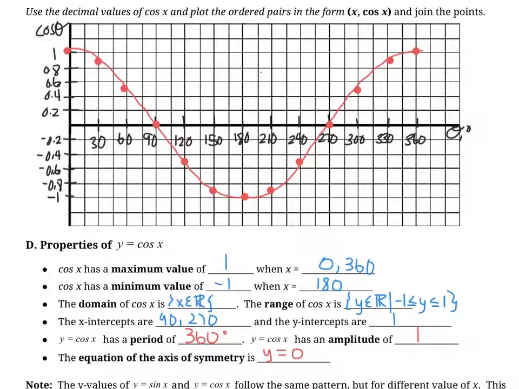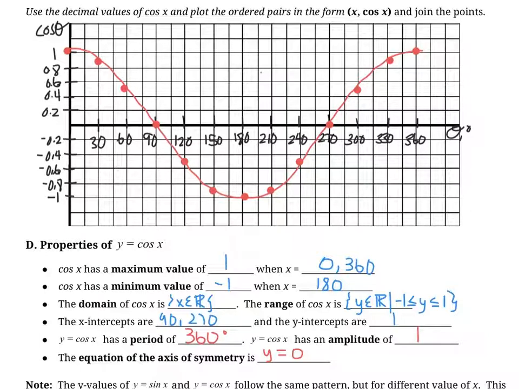To finish off, our x-intercepts are going to happen at 90 and at 270, and our y-intercept is going to be 1. Remember, for sine, our y-intercept was 0. That's what our first point of the sine graph was. Our first point of our cos graph is going to be 0 and 1.